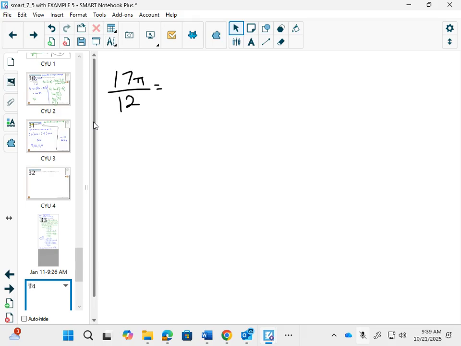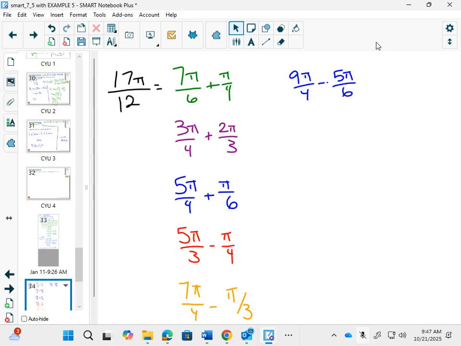I'll write them all up as people find them. We've got our list here. And all of these have something in common, besides the fact they all equal 17 pi over 12. If you said that's what they have in common, absolutely. But there's a strategy that you can see built into the numbers.